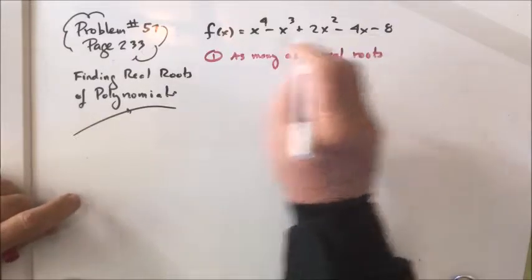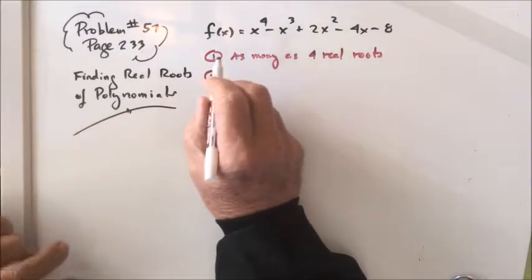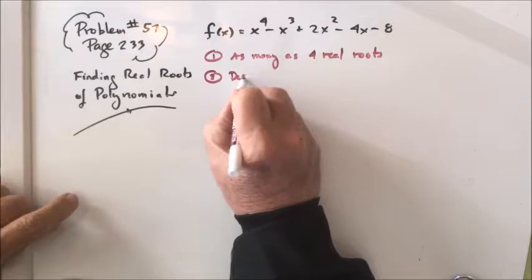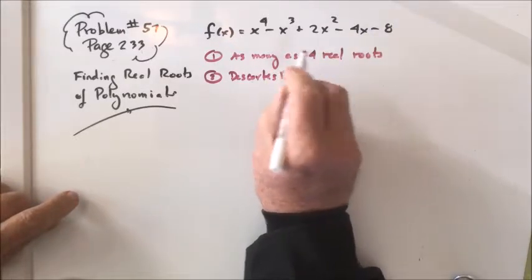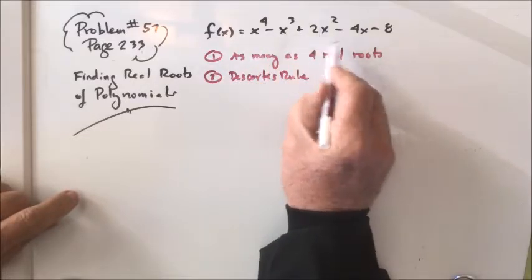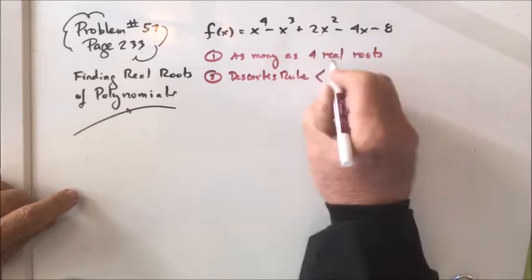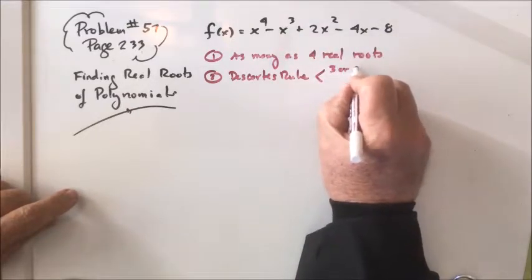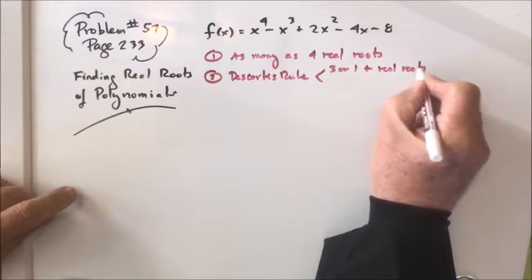All right, let's quickly treat this polynomial with Descartes' rule. I'm just going to count the sign changes. I've got 1, 2, 3 sign changes for f of x. That means 3 or 1 positive real roots. That's what we're looking for.